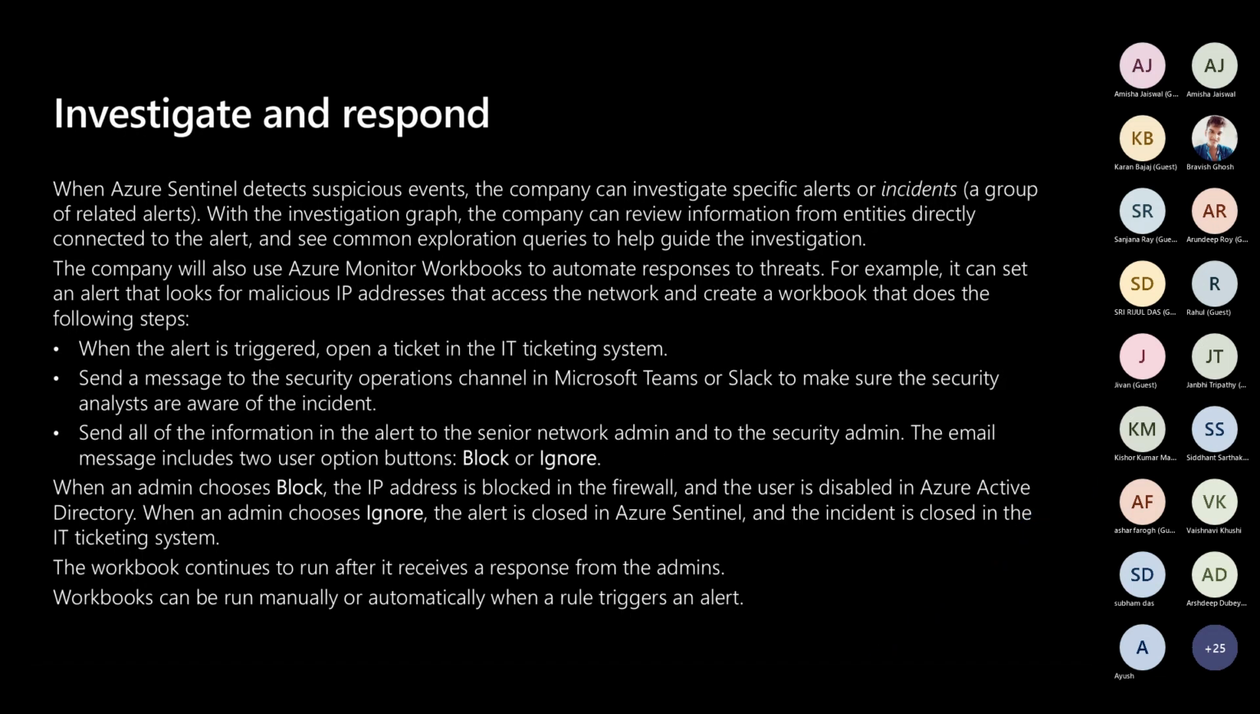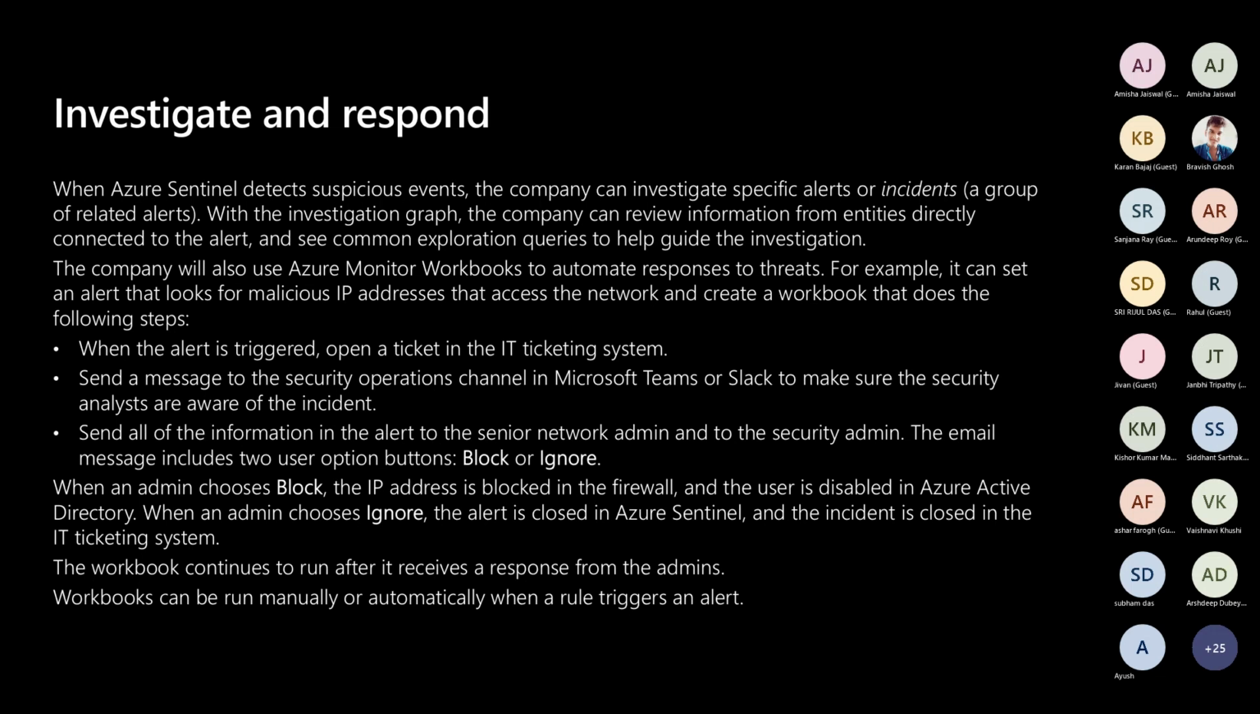Investigate and respond. When Azure Sentinel detects suspicious events, the company can investigate specific alerts or incidents. With the investigation graph, the company can review information from entities directly connected to the alert and see common exploration queries to help guide the investigation. The company will also use Azure Monitor workbooks to automate responses to threats. Let's take an example.